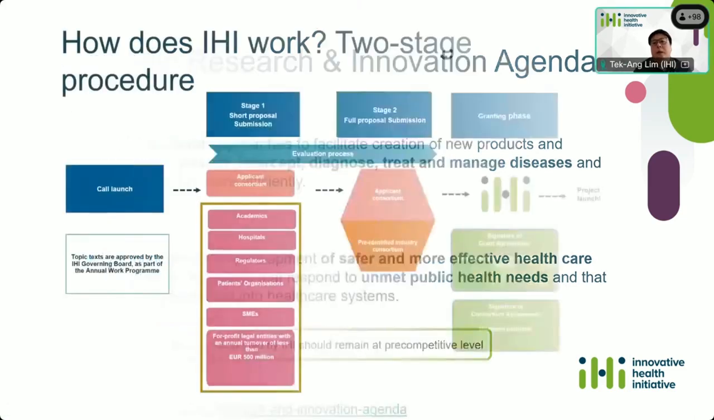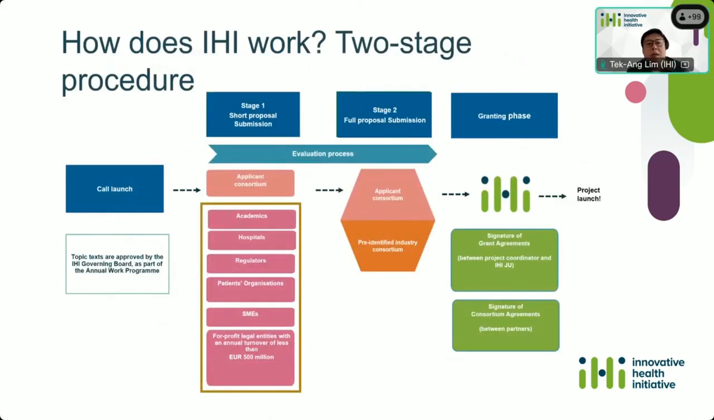So how do we work? Call 11 is a 2-stage procedure, meaning that the pre-identified industry consortium gets together, identifies the challenges that they would like to tackle together, and we publish a topic text. This is what you can see on our website for Call 11. Those are the challenges that were identified by the pre-identified industry consortium. We are looking for public applicants getting together in order to provide a strategy to respond to the challenges identified by our pre-identified industry members.